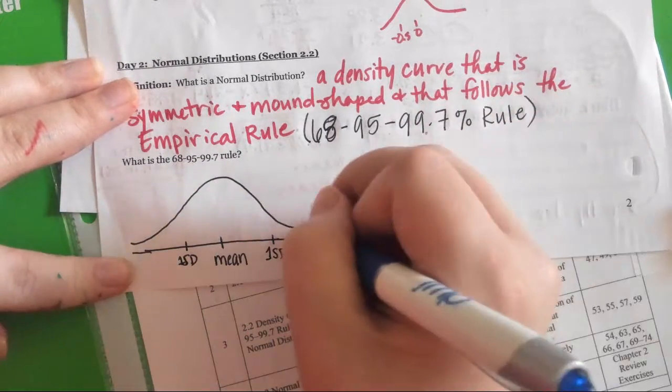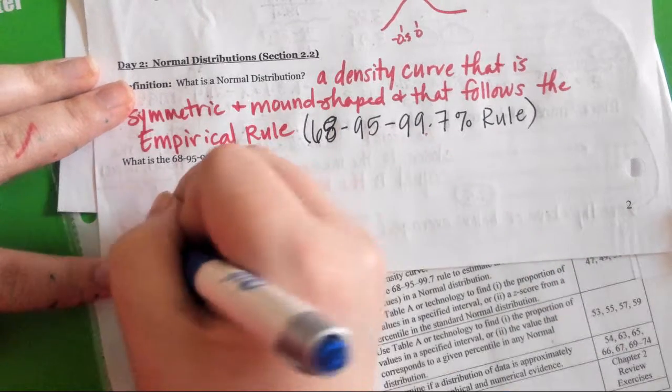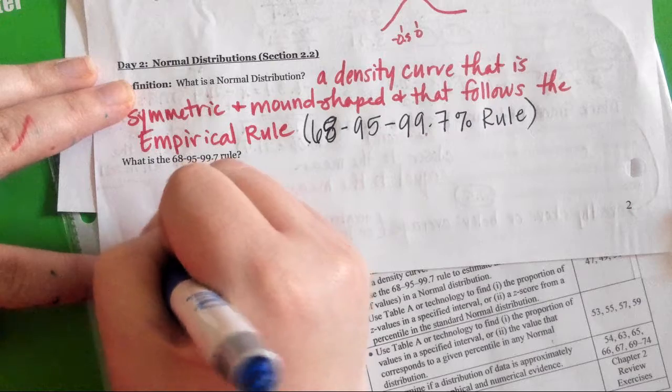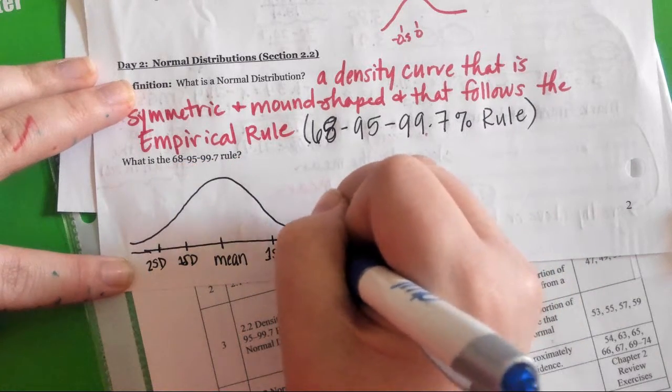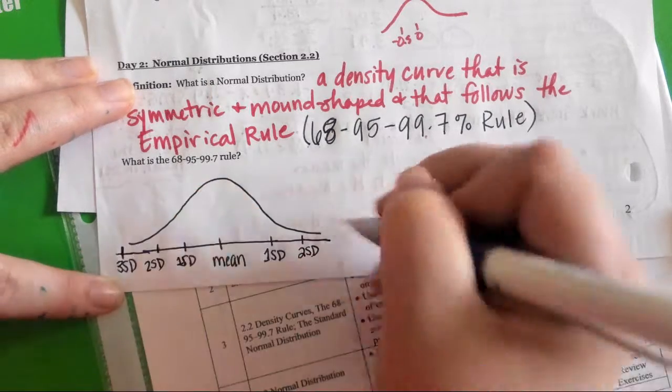And then we'll say 2 standard deviations could happen out here. So we're 2 standard deviations away from the mean. And then we are 3 standard deviations away from the mean.